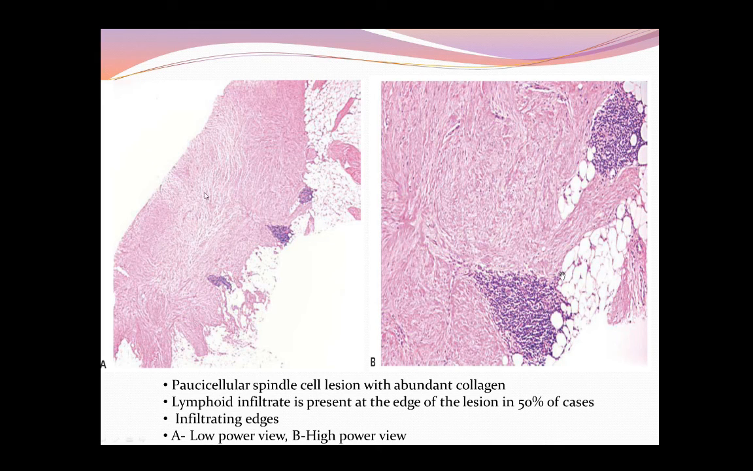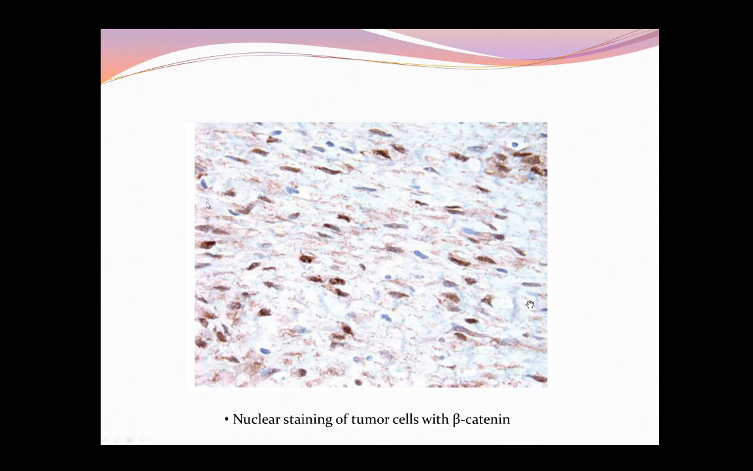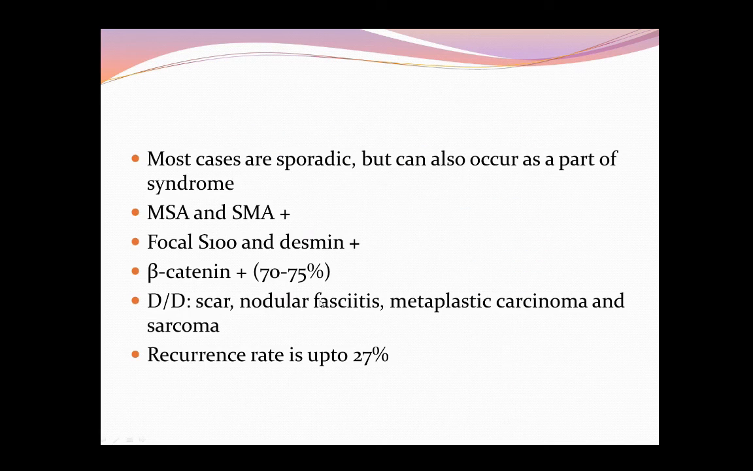This is a paucicellular spindle cell lesion, fibromatosis, which has abundant collagen. And there are lymphoid infiltrates at the periphery, and you can see it's infiltrating into the adjacent breast parenchyma. This is the low power, this is the high. So these lymphoid aggregates are present in fibromatosis in approximately half of the cases. The nuclear staining of the tumor cells for beta-catenin is very important.